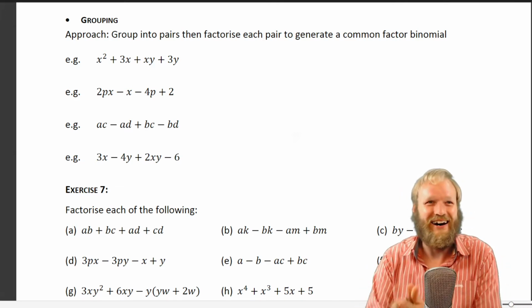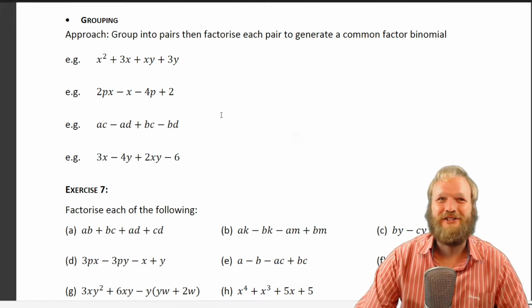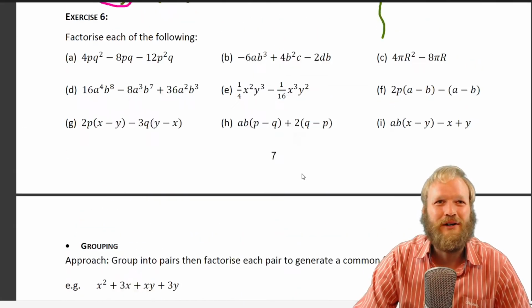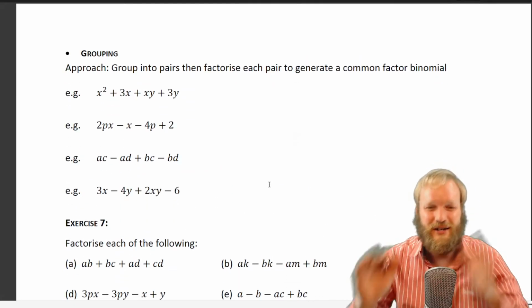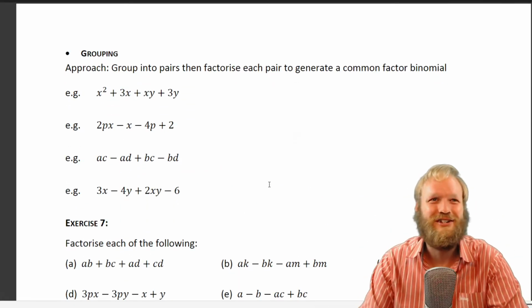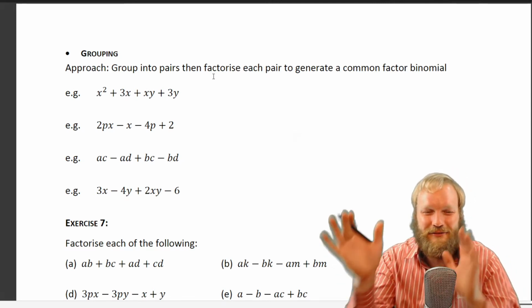So, come on. We're going to carry on with factorization. This time we're going to start grouping. Last time we were just factorizing out, but now we're grouping. And as the name suggests, we're going to group into pairs and then factorize each pair.